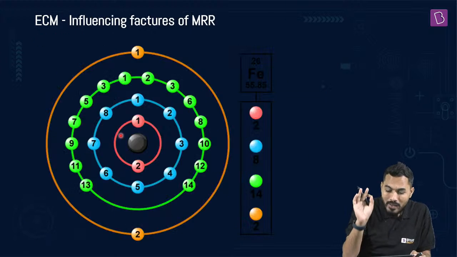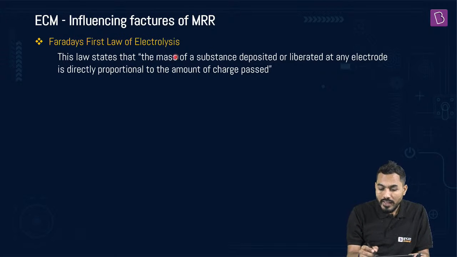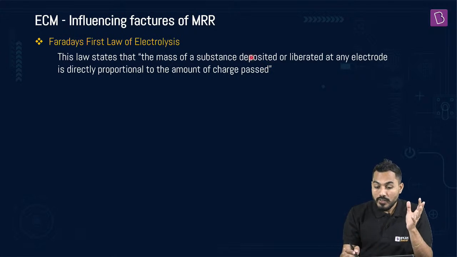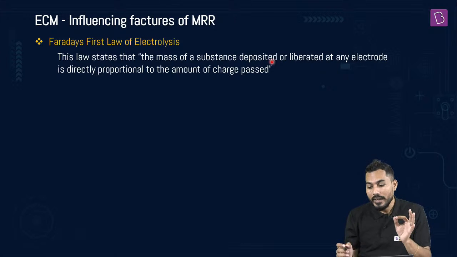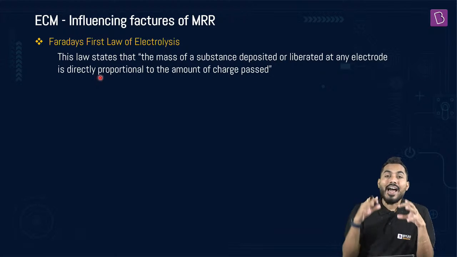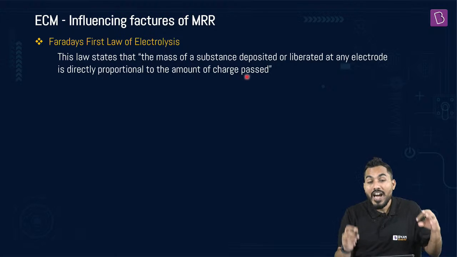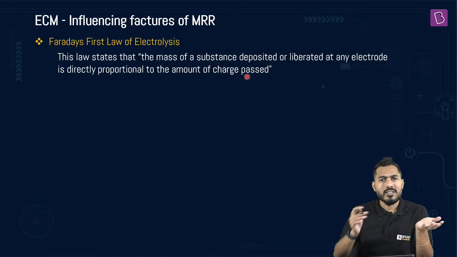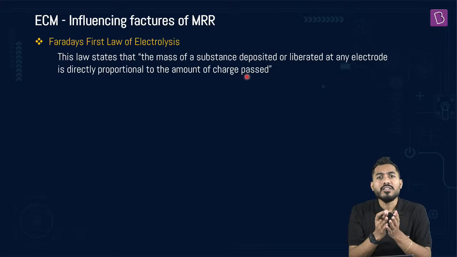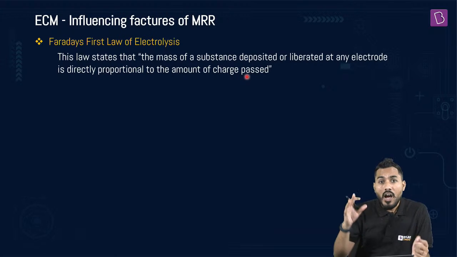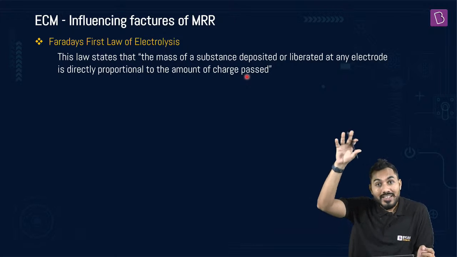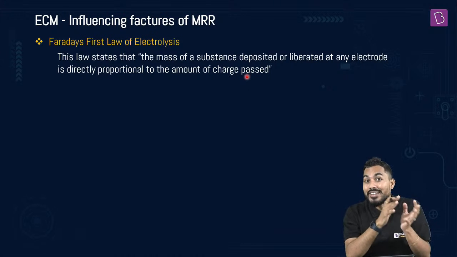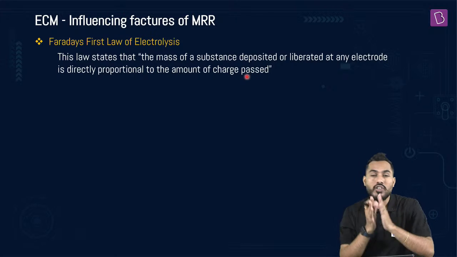In the same manner, Faraday proved the next statement: the mass of substance deposited or liberated at any electrode is directly proportional to the amount of charge passed or carried. Charge, what is charge? Charge is nothing but simply current. So however much current or charge is passed through that electrical circuit, the material removal rate or ion depleting is directly proportional to that charge.